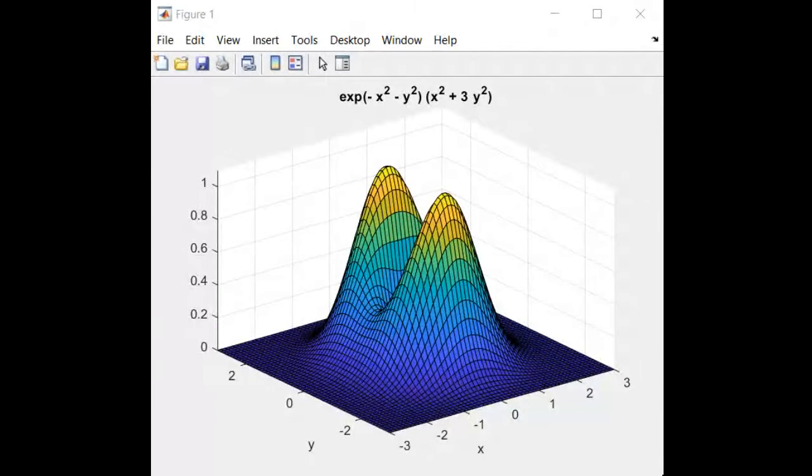How many did get this nice looking graph? How many did get that? Maybe give me a thumbs up. That's exactly the graph that's in the textbook. I see that. Mara, did it? Go ahead.